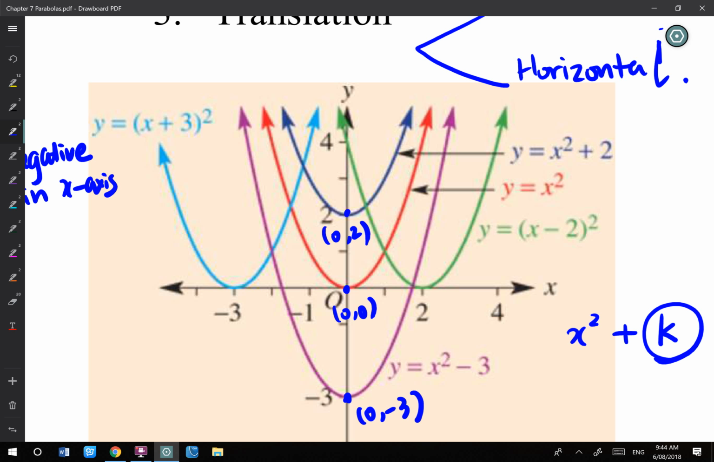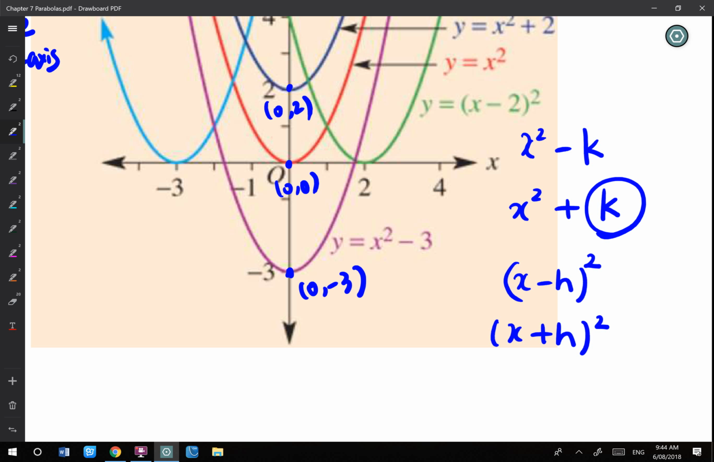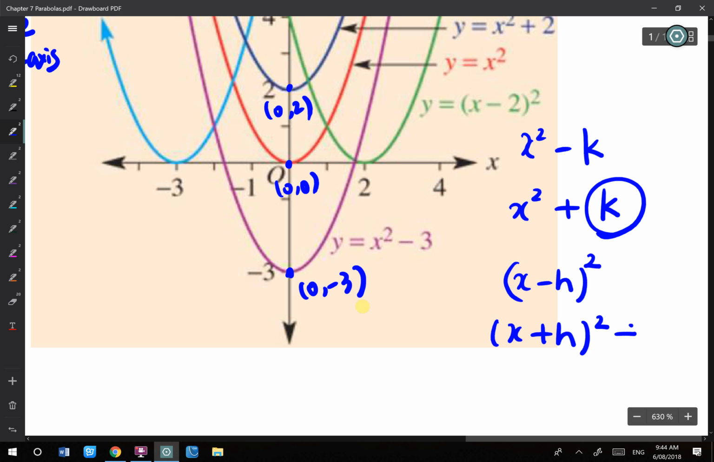So you can see this is a horizontal change. When we combine the number with the square, it's a horizontal movement. So we have x minus h squared, or x plus h squared. And x squared minus k and x squared plus k is moving down and moving up. We have x minus h squared and x plus h squared. Plus h means move to the left and minus h means move to the right.